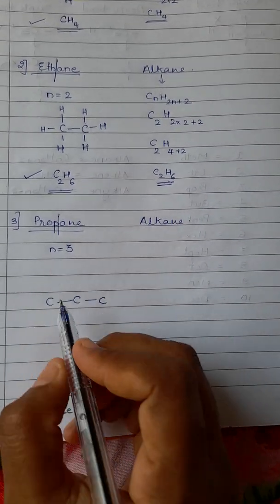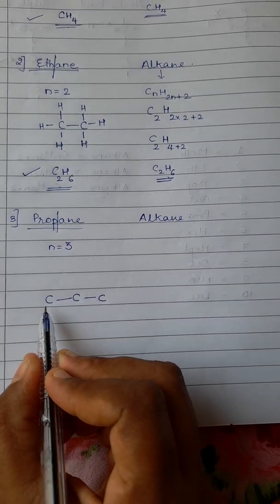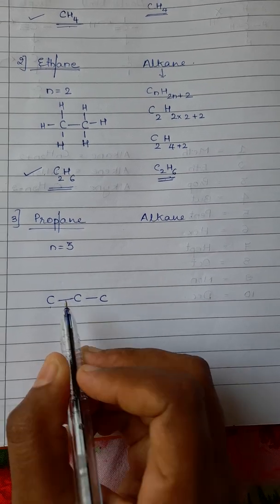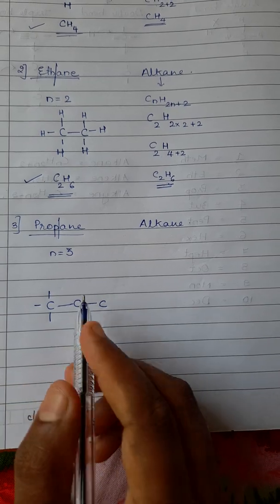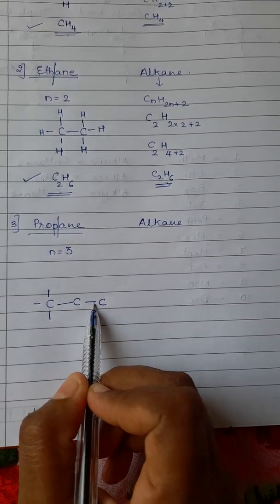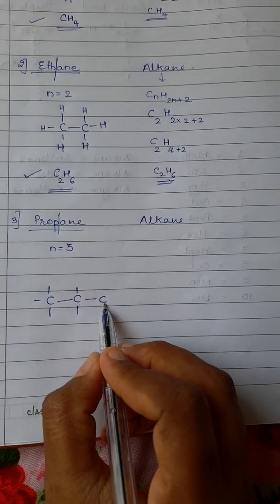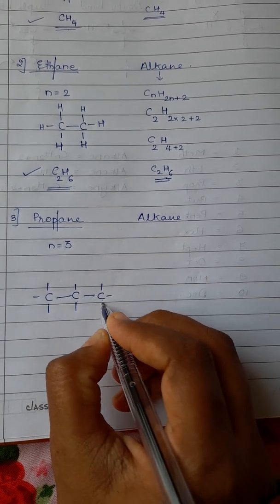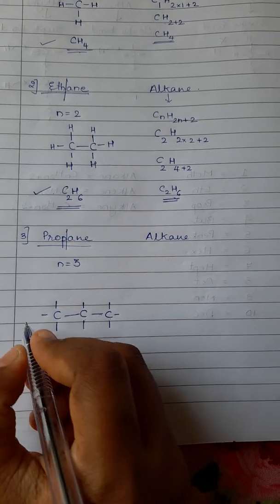Alright. Now what do we do? We check how many bonds are remaining, and that many bonds we will put. If you look at this first carbon, it has already used up one bond. It has 3 remaining, so it has 1, 2 and 3. Alright. Second carbon, 2 bonds are already used up. It has 2 more remaining, so 1 and 2. Third carbon already has 1 bond used, so it has 1, 2 and 3. Okay. Now wherever we have space, we're going to cover it up with hydrogen.